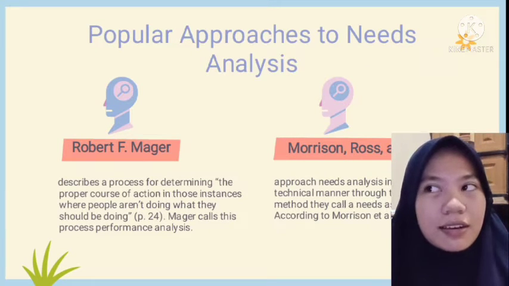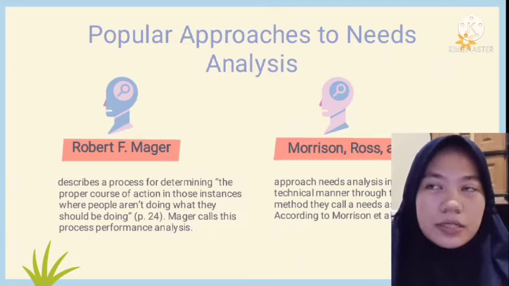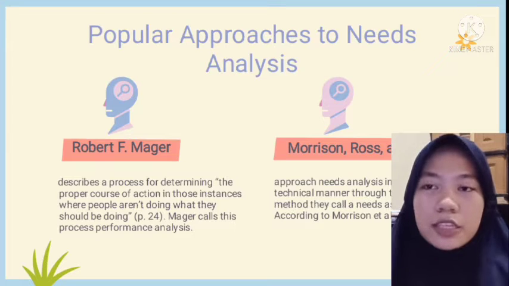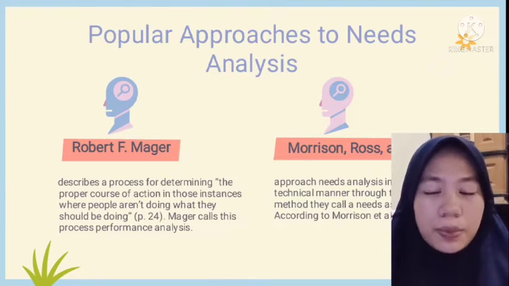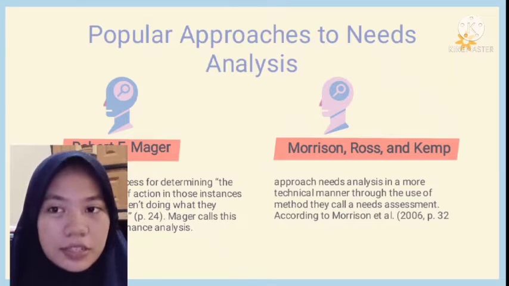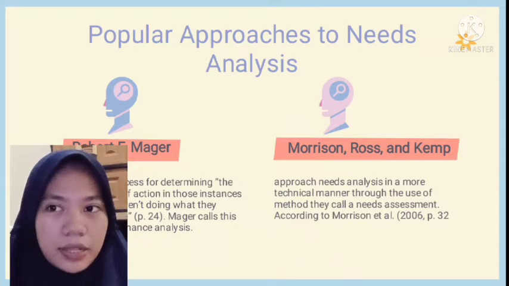And last, about popular approaches to needs analysis, the first is from Robert F. Mager. He is an author of instructional design texts that have been popular for decades. His approach to needs analysis is a good place to start. Mager described a process of determining the proper course of action in those instances where people are not doing what they should be doing. And second is from Morrison, Ross, and Kemp. They approach needs analysis in a more technical manner through the use of a method they call needs assessment.